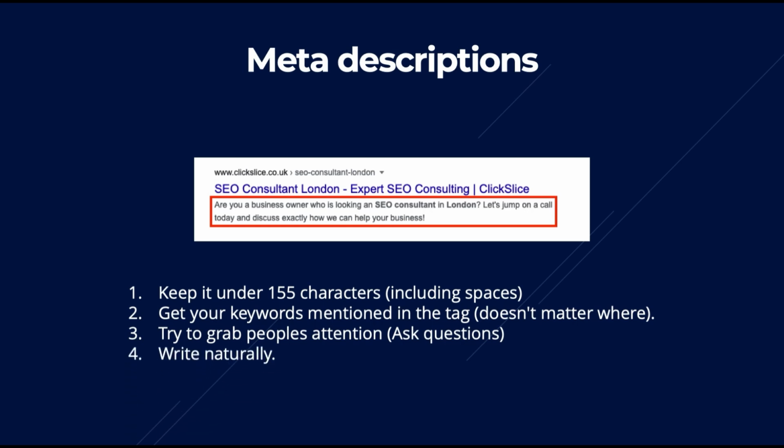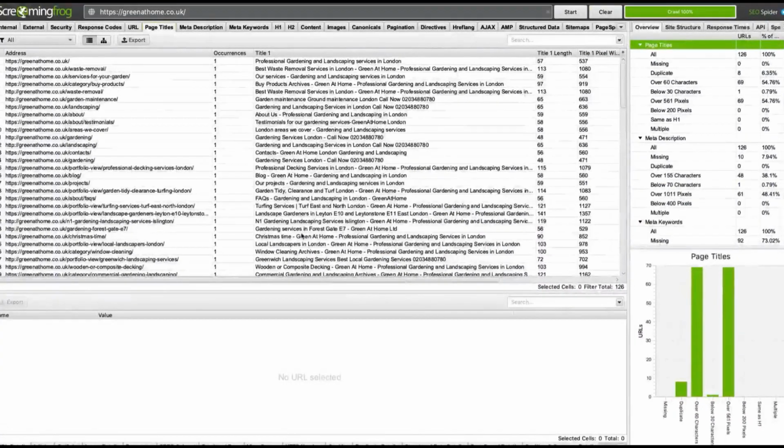Number 4, write naturally. This applies to pretty much anything when it comes to SEO. You want to try and be as natural as possible and avoid trying to keyword stuff. So let me go back over to Screaming Frog and I'll show you exactly how we can analyze this website's meta descriptions. Once again, using the same website, Green at Home.